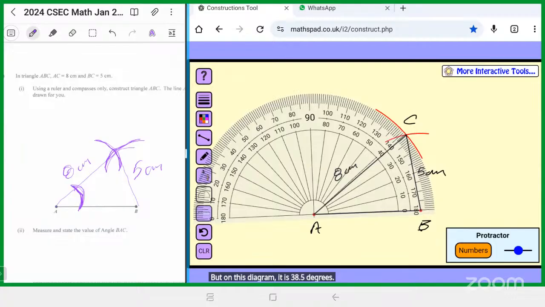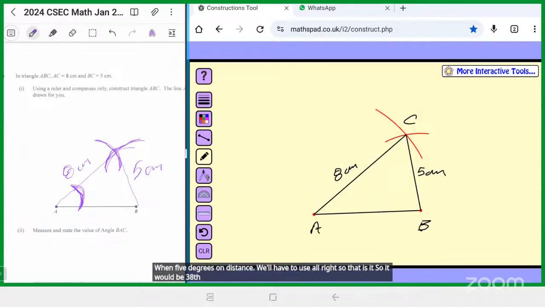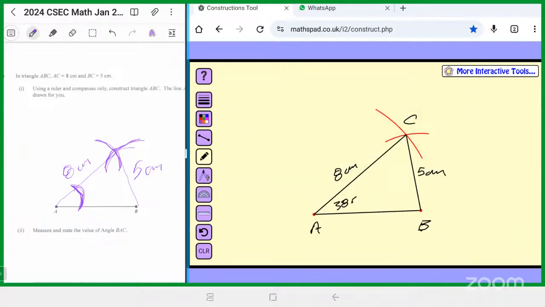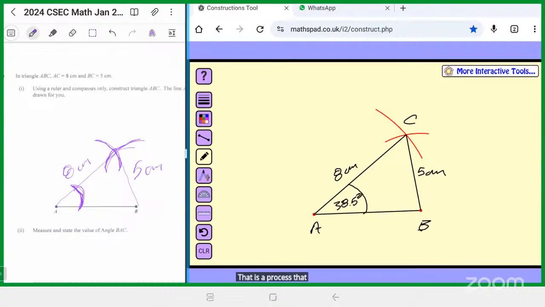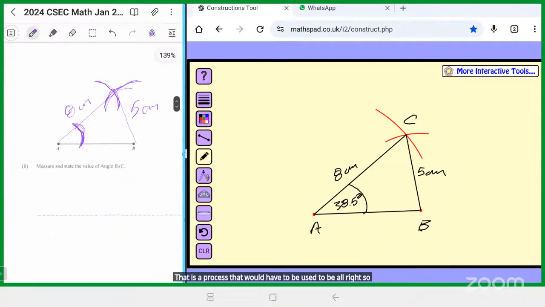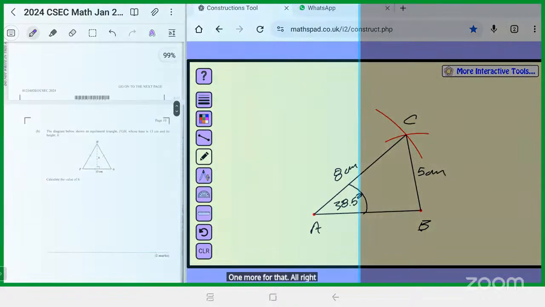So it will be 38.5 degrees on this drawing that I have. I don't know what it is on the actual paper. So that is the process that we'll have to use to do it. All right, so that finishes that question. Let's continue over here.